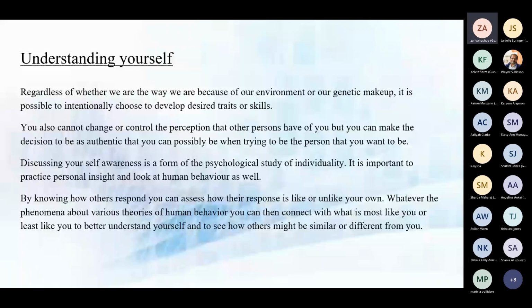So, coming to the end of my portion of the presentation, self-awareness in leadership helps you understand how your personality traits, habits, and abilities affect your interactions with others. So it is very important.